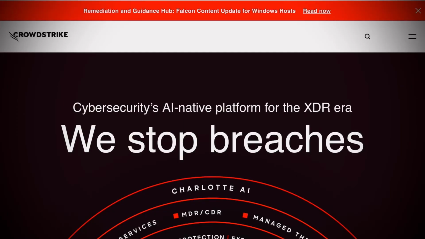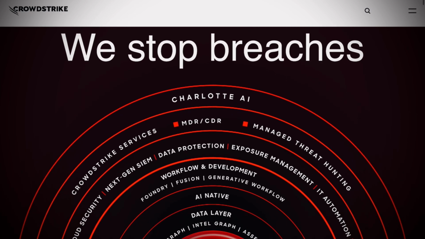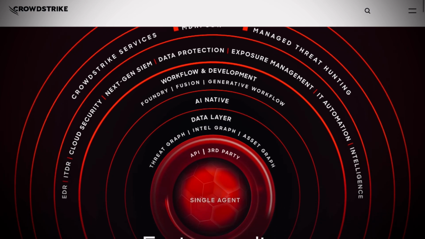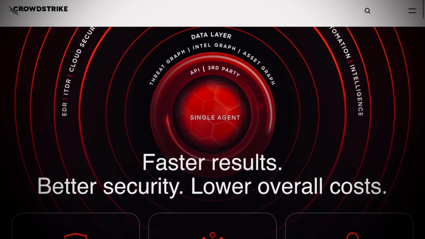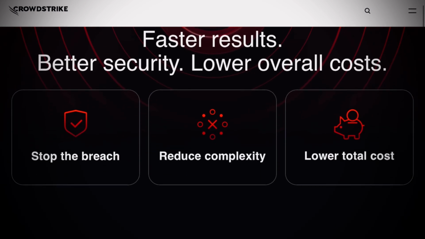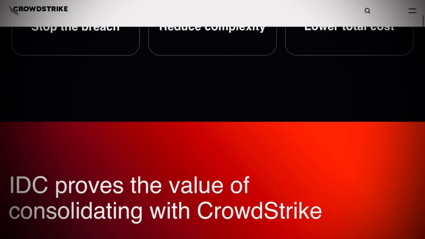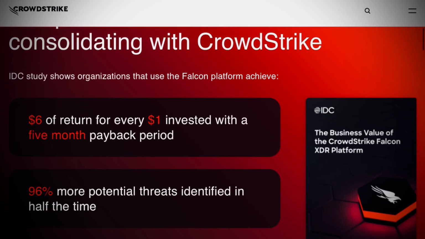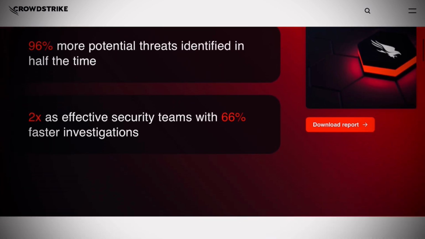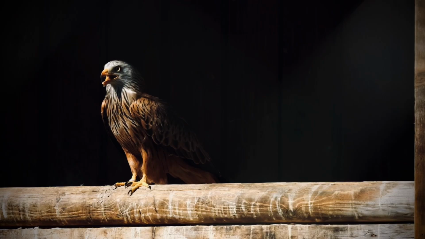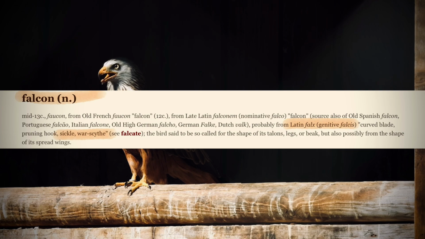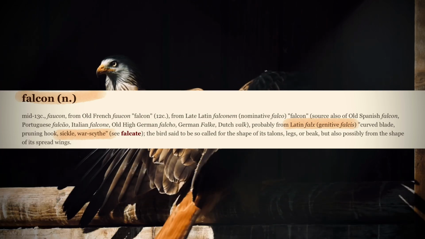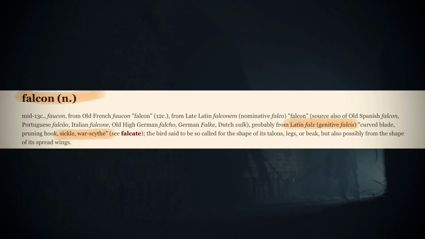Moving forward, this CrowdStrike Falcon endpoint appliance is AI generated or analyzed. Then what's this? There's 96%, 66. That intrigued me. Why would they call it Falcon? Etymologically, it came from Latin falx, meaning sickle, war sight. Quite sinister.